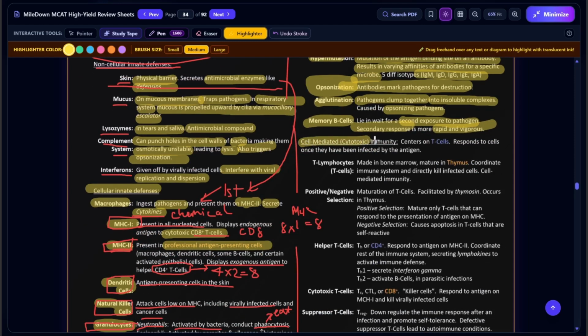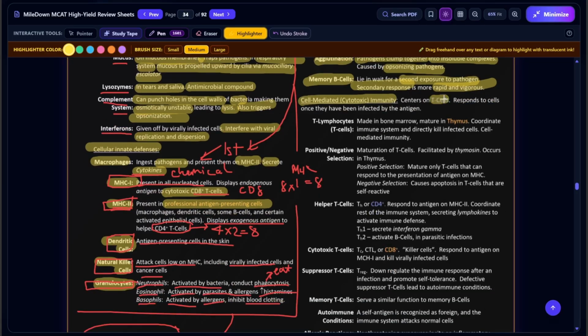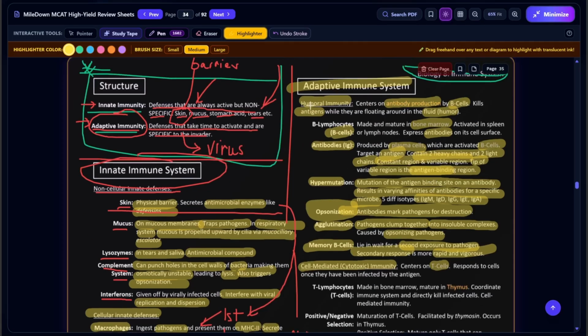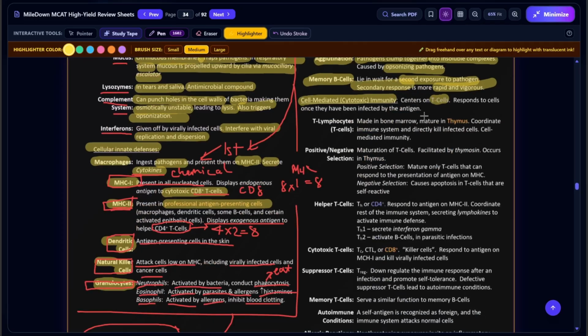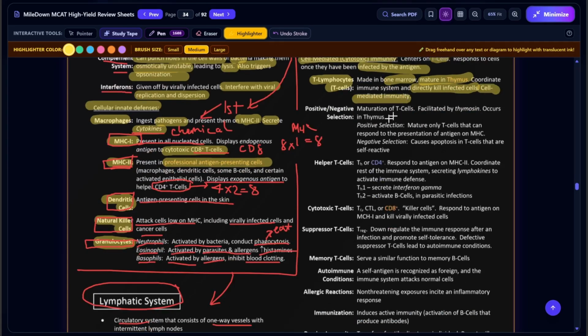Okay, cell-mediated cytotoxic immunity centers on T cells. So we're not centered around B cells like in humoral immunity. We're centered around T cells in cytotoxic cell-mediated immunity. And T cells are even more dangerous because they kill things right away. So they respond to cells once they have been infected by an antigen. T lymphocytes or T cells are made in your bone marrow as well, but they mature in the thymus, and they coordinate immune system and directly kill infected cells. So I was saying they're pretty dangerous. Cell-mediated immunity.